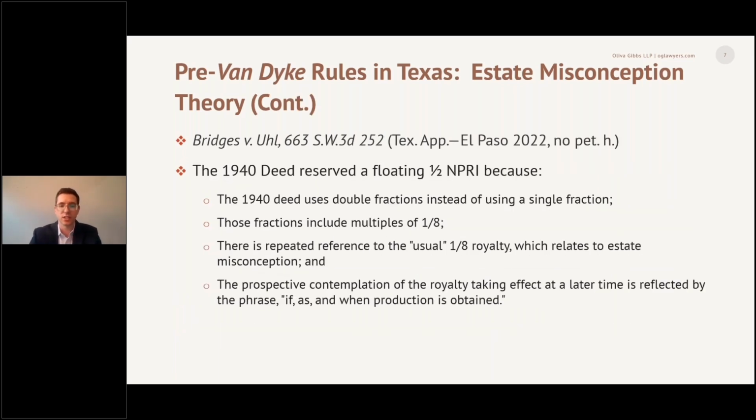In reaching its decision, the court looked at a number of factors. First, the 1940 deed uses double fractions instead of a single fraction. Next, those fractions are multiples of 1/8. There's also this repeated reference to the usual 1/8, which often relates to a state misconception. And lastly, there's this prospective contemplation that the royalty is going to take place in the future, and that's reflected by the phrase, if, as, and when production is obtained.